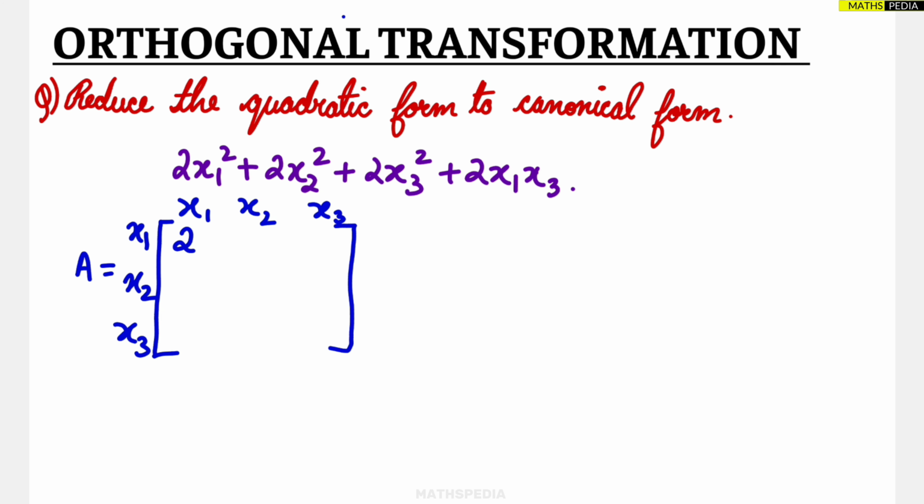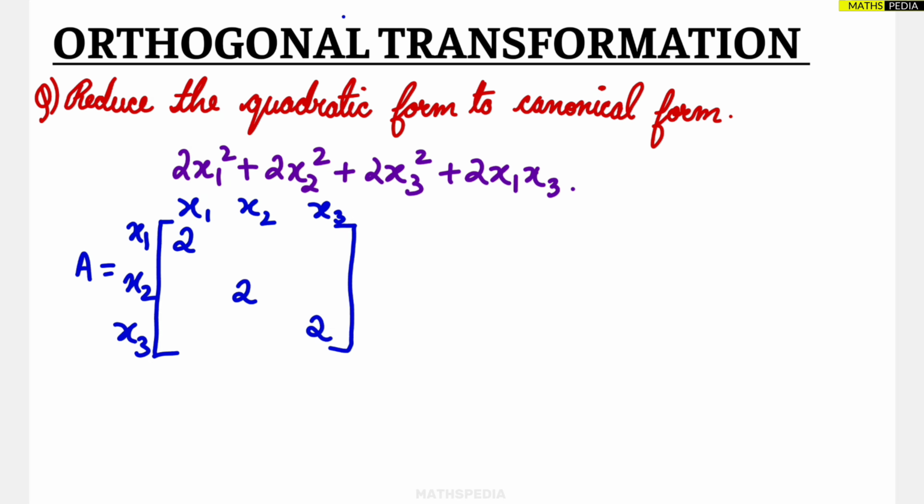Next, x2 square is also there, right? So x2 square means x2 into x2, and that will come in this particular space. So it will be the second diagonal element. Then you just copy paste the coefficient. Similarly, x3 square is there, so x3 into x3 will be the third diagonal element, right?